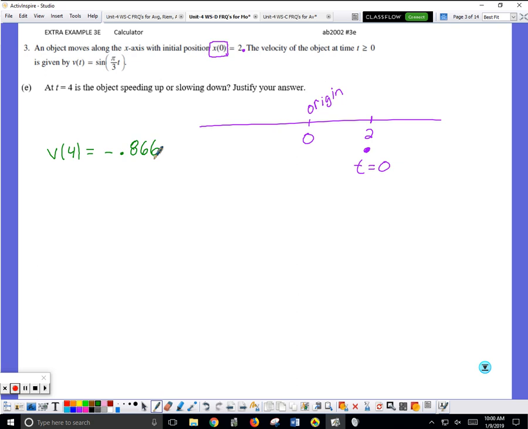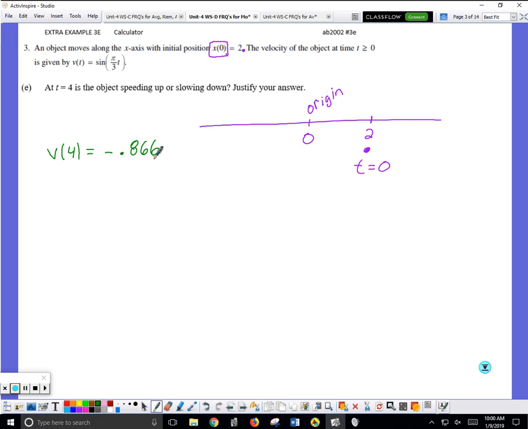They're asking if the particle is slowing or speeding up. We don't know yet. All we know is the particle is moving left, because the velocity is negative. So you have a flashcard that tells you the positive or negative of the velocity indicates direction of travel.